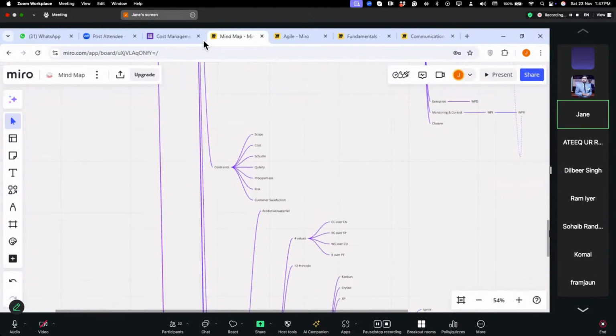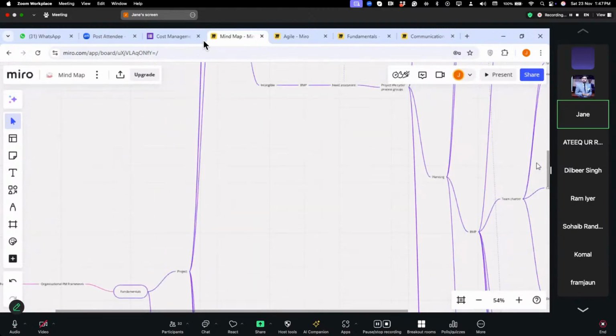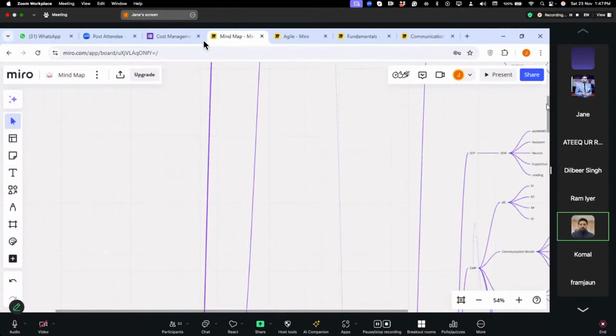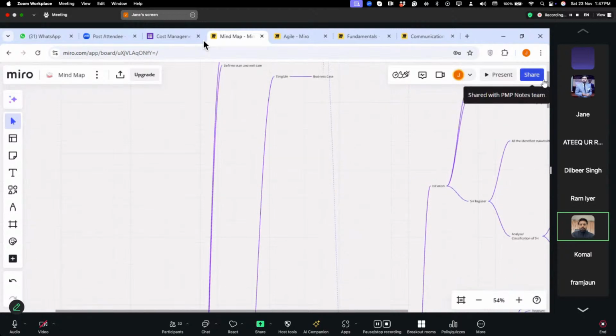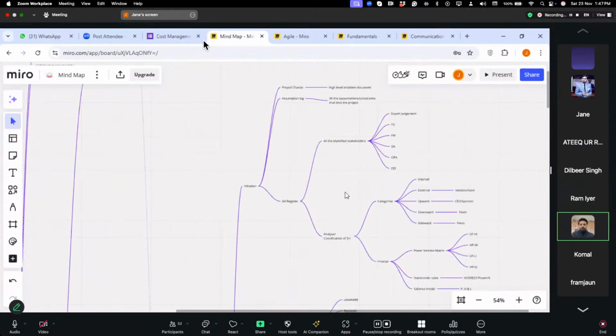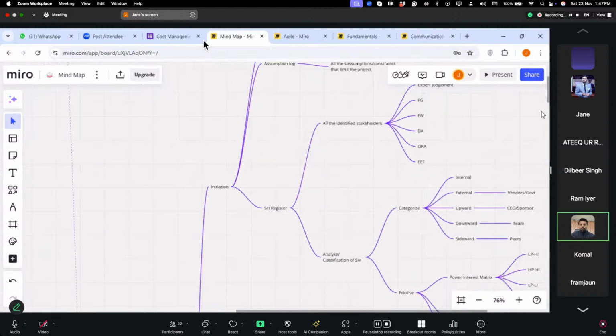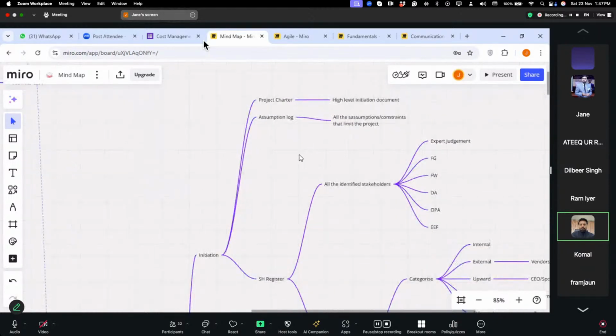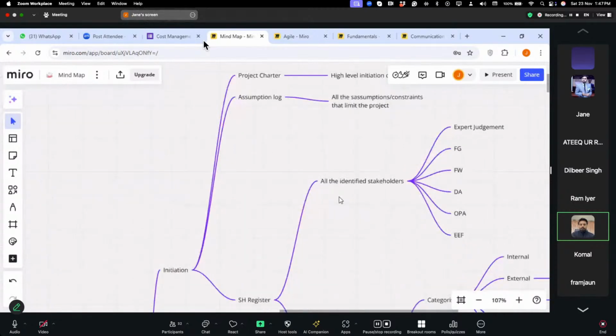And then in the initiation, we have stakeholder management. Okay, so Rizwan will take over from here. In initiation, first we have to make a project charter, and the project charter comes with scope, time, cost, quality, risk, customer satisfaction, and procurement. Then we have the assumption log, which includes all the constraints and assumptions. And third, we have the stakeholder register.